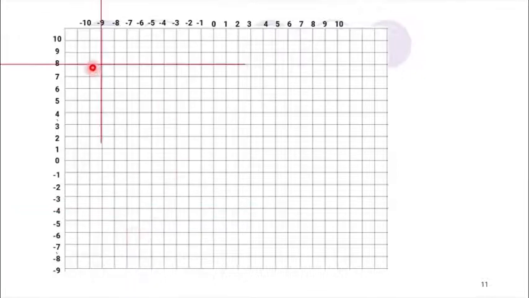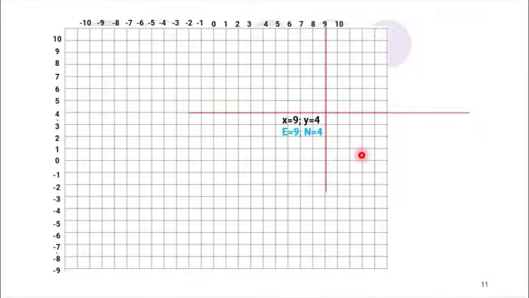Same thing here. We have E equals -9, N equals +8. And then here we have eastings is 9 and northings is 4. So those are the eastings and northings of this intersection point.